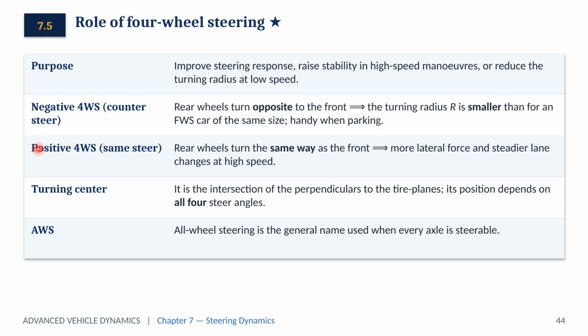In positive 4Ws, or same steer, the rear wheels turn the same way, giving more lateral force and steadier lane changes at speed. The turning center is where the perpendiculars to the tire planes meet, and it depends on all four steer angles. When every axle steers, we call it all-wheel steering.